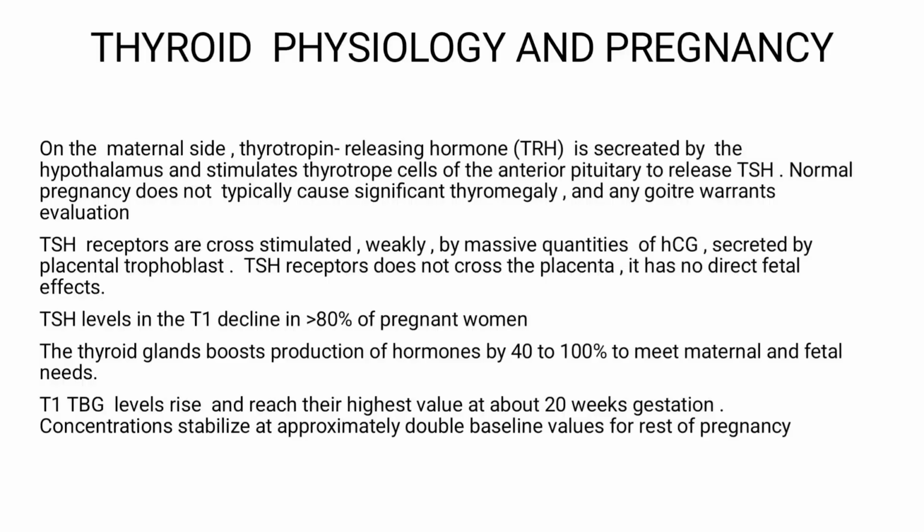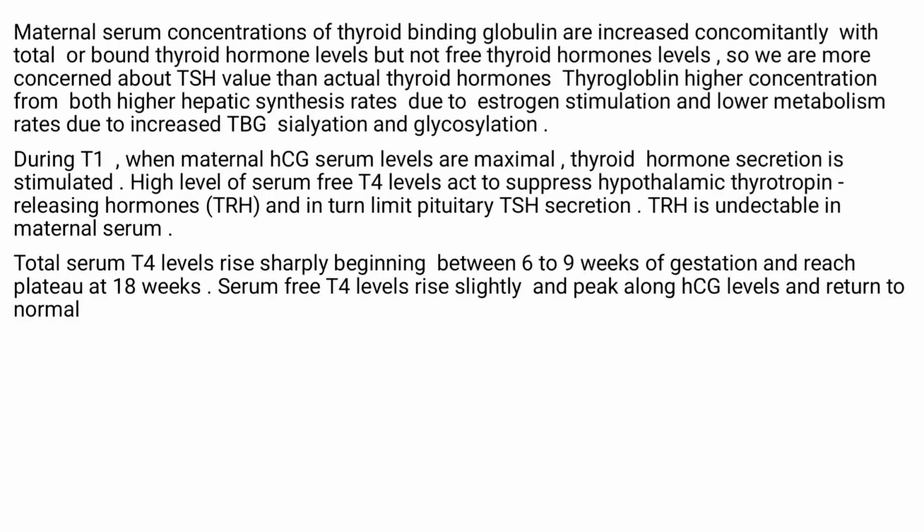In the first trimester, thyroid binding globulin is also increased and it reaches its highest value at about 20 weeks of gestation, and the concentration stabilizes at approximately double baseline values for the rest of the pregnancy. So there is an increased level of thyroid binding globulin, which binds to the free thyroid hormones, and there is an increase in total thyroid hormones, but the free thyroid hormones remain within normal range.